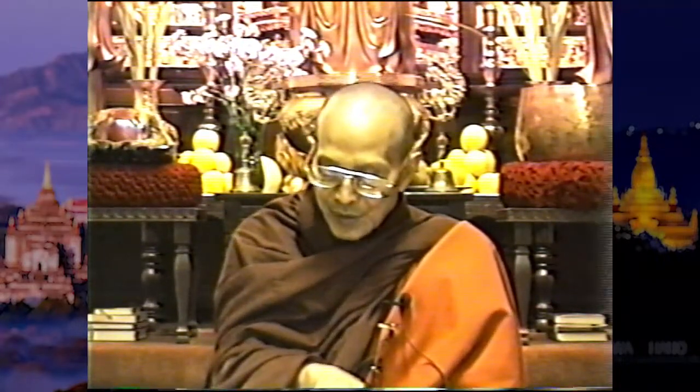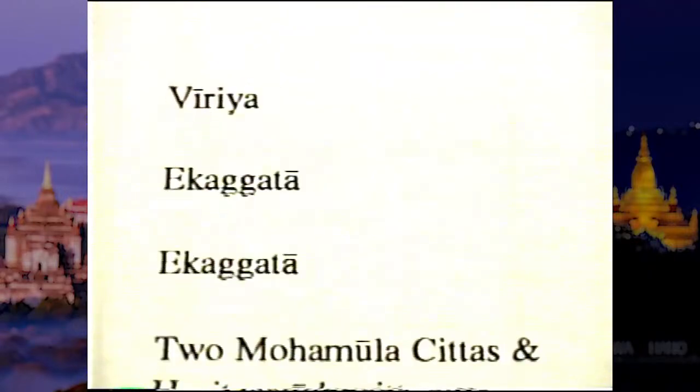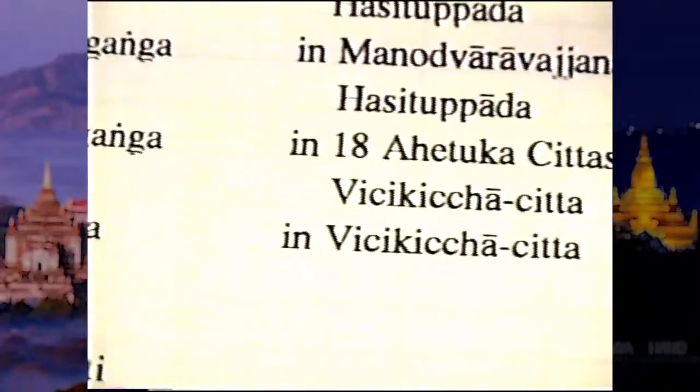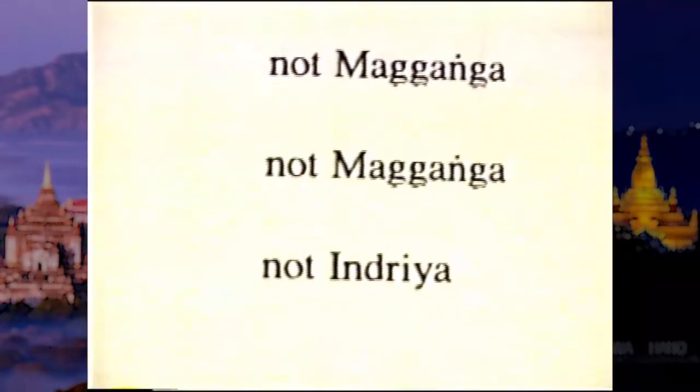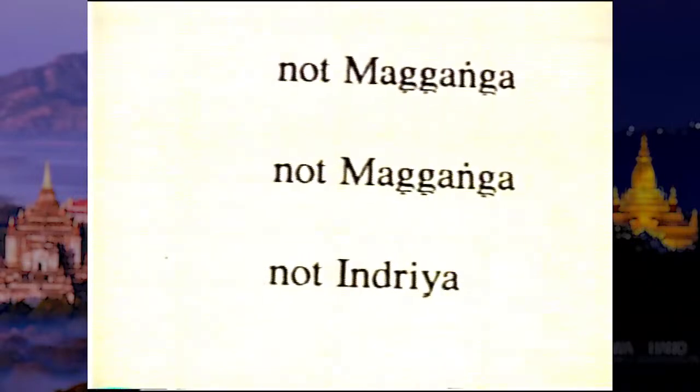Okay, now let us come to vicikiccha citta. Ekaggata accompanies vicikiccha citta, right? Because ekaggata accompanies every type of consciousness. But when it accompanies vicikiccha citta, it is not called a bala. It is not called a maggangga, and it is not called an indriya. So if you remember this, then you can find out which attains the stature of jhanangga, maggangga, bala, and so on.